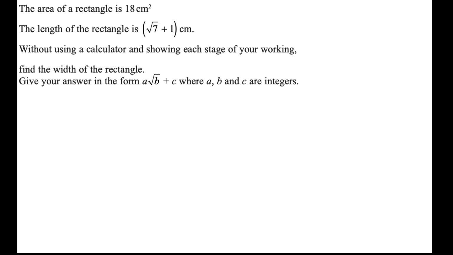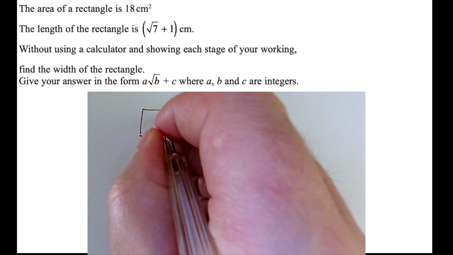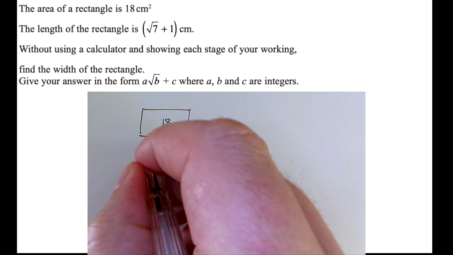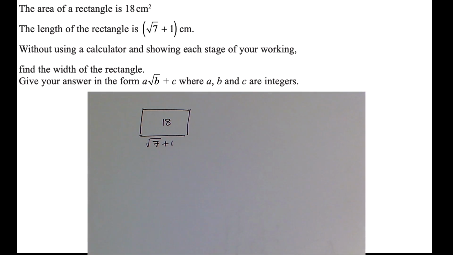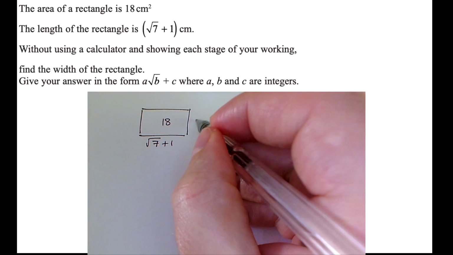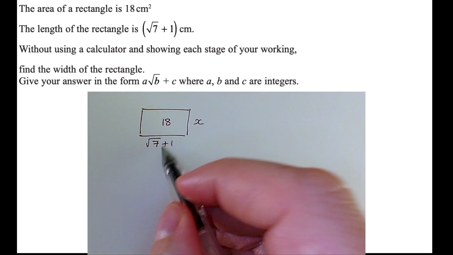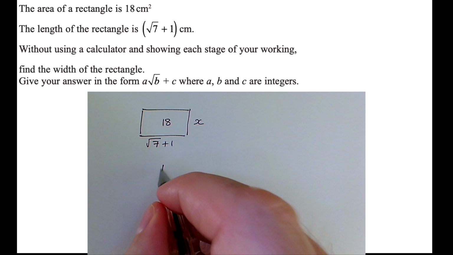So we've got a surd in this question, and in fact it's going to be a rationalising the denominator question, and it's the harder one, the harder version. So I'm going to do a little diagram. So we've got a rectangle, 18 area in centimetres squared. The width is √7 plus 1 centimetres, and we've got to find how high this rectangle is.